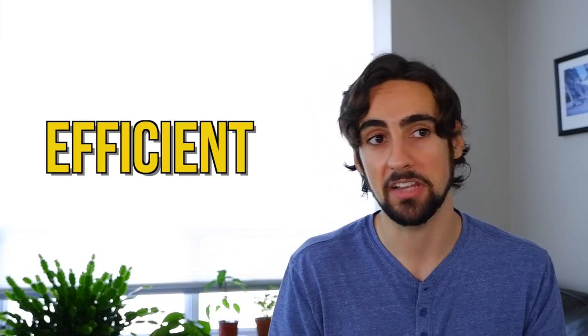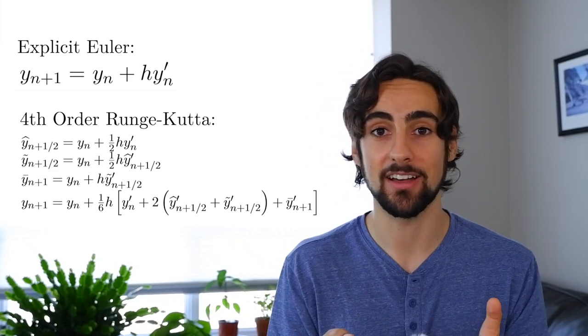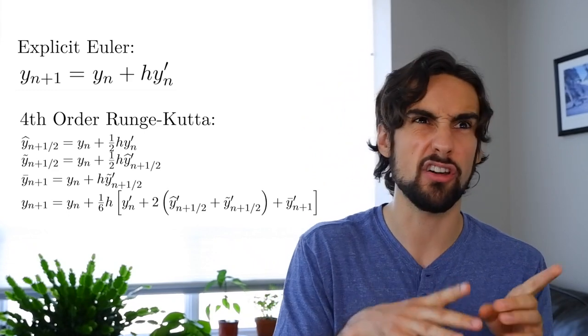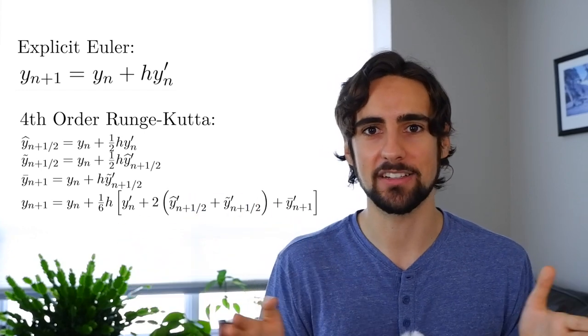There are some methods out there, like Runge-Kutta methods, that are way more accurate and have an error that scales not linearly, but to the third or the fourth power. So you can take a way larger time step and get just as accurate an answer. But efficiency isn't the only thing that we care about. I'll show you an even more subtle problem.